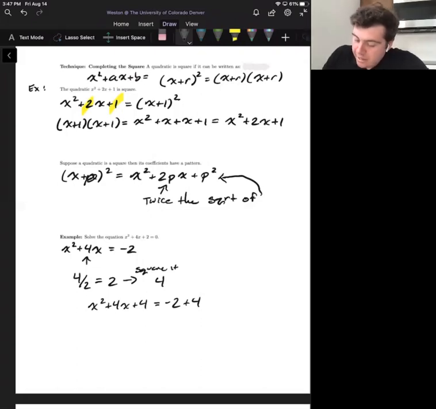Except now our left-hand side of the equation is a square polynomial. And we know that its factor is 2, because we're just going to look up at the pattern right here, where we can factor down to x plus p when our quadratic follows that pattern. So we have (x plus 2) squared equals 2.